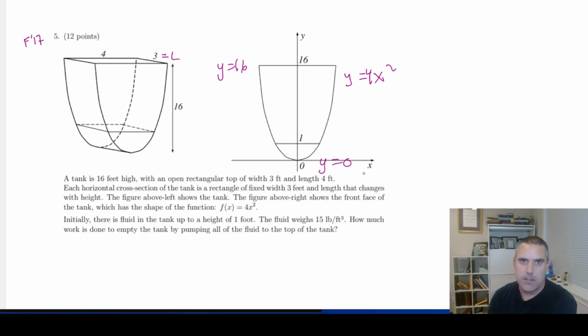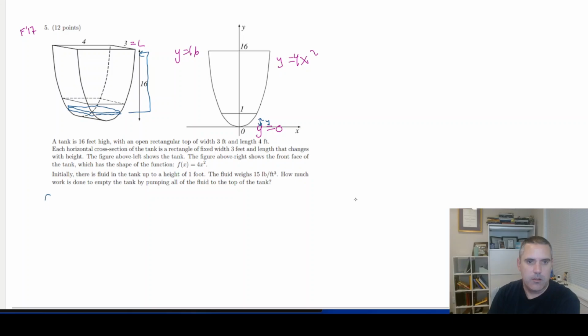Okay, where are the slices? They're down here. Boom, boom, boom, and we got it. I would like to lift that to the top. So if I give you a y and hand you a slice of water, you're going to lift it to the top. But where are the slices of water? 0 to 1. So this is going to be the integral from 0 to 1. The distance you're going to lift, because this is 16, and a given slice is at y, the distance you're going to lift is 16 minus y.